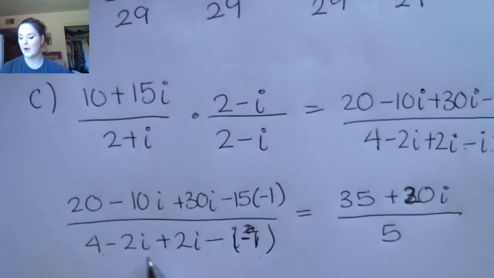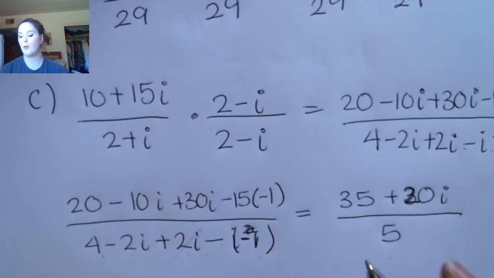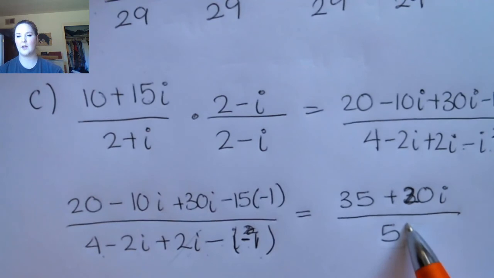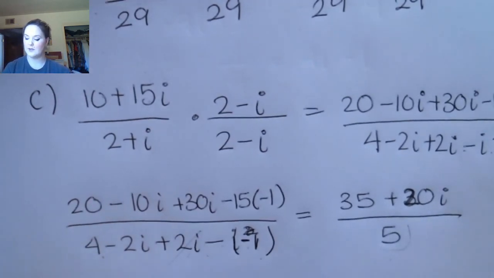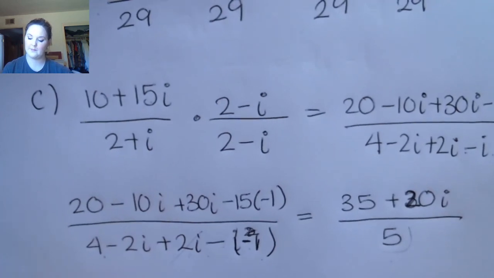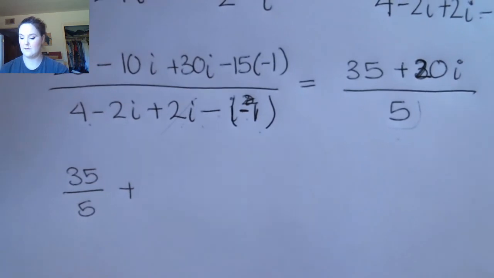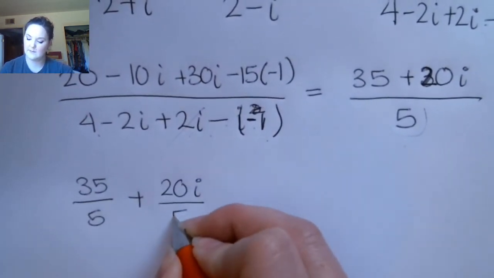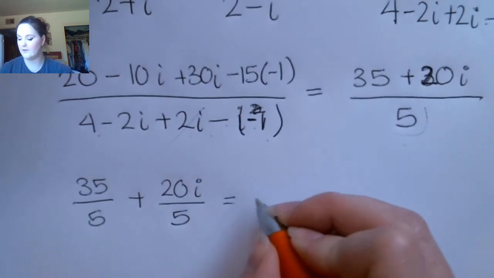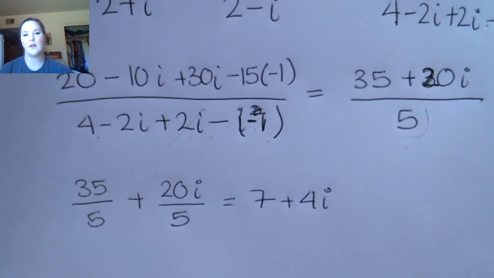And again, my imaginary parts in the denominator are going to cancel out. You want them to cancel out. The whole point of this method is that the denominator becomes a real number. So now I'm going to split it up. 35 over 5 is 7. 20 over 5 is 4. And that's my final answer.